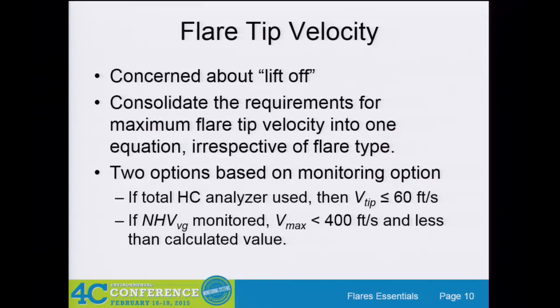But what equations you can use again is tied to the type of monitoring you've installed on your flare system. If you use the total hydrocarbon analyzer system, then you're stuck below 60 feet per second. If you want to get above 60 feet per second, again, you're limited to the 400 as always, but then if you can calculate your net heating value, then you can get a calculated Vmax number. So if you want to be able to get up that fast, it's going to drive the instrumentation selection in a certain direction.